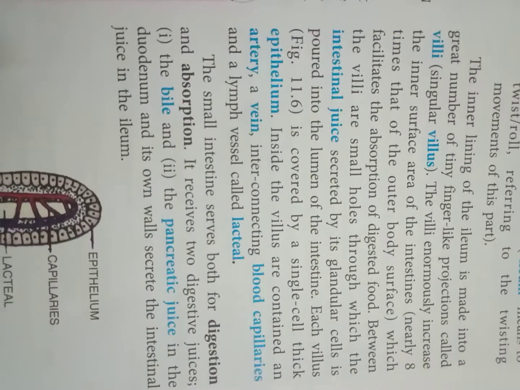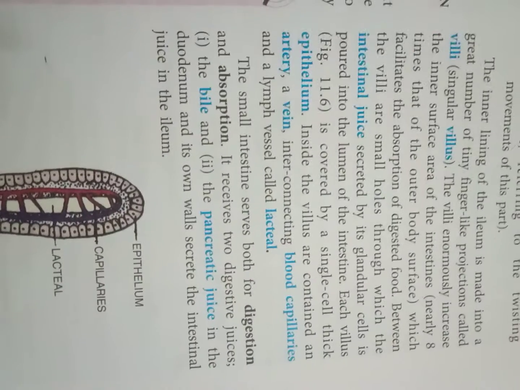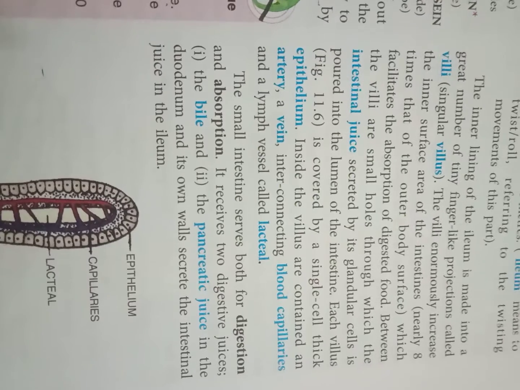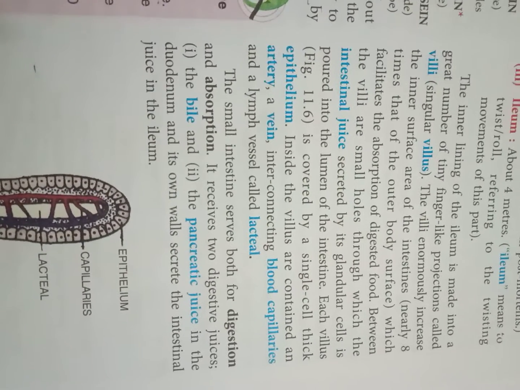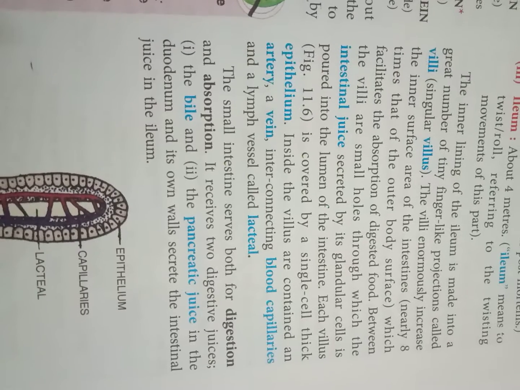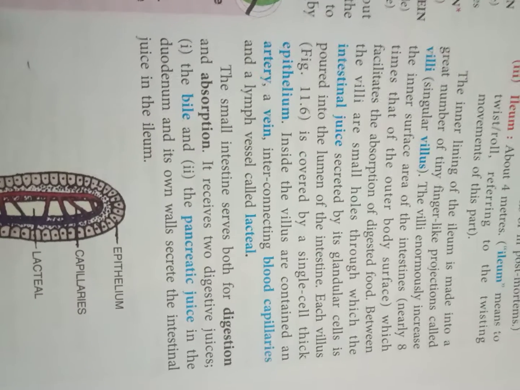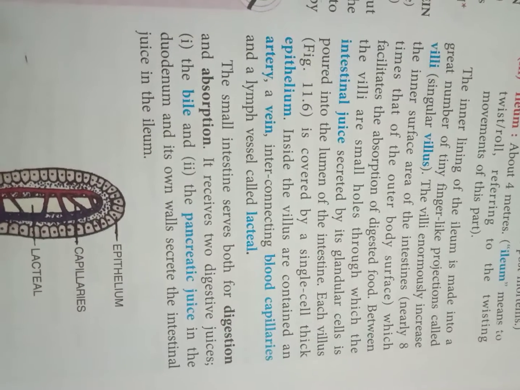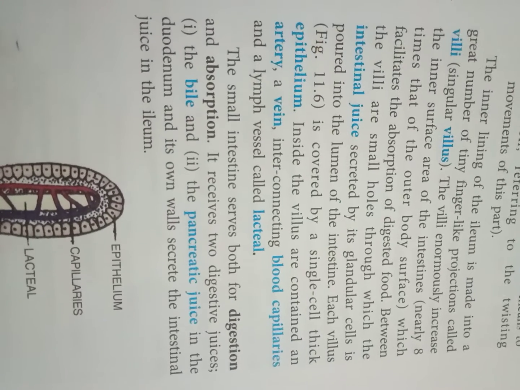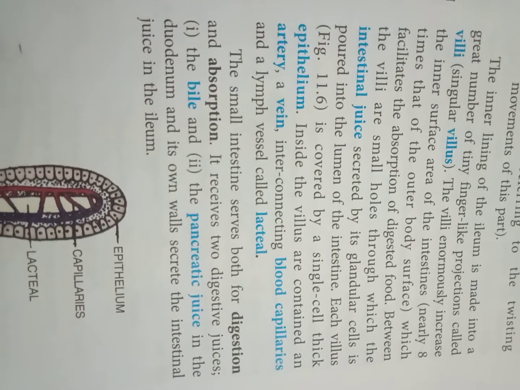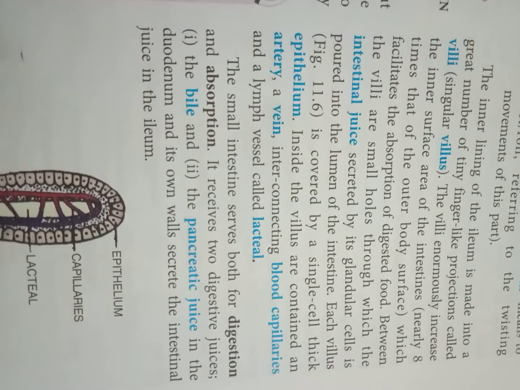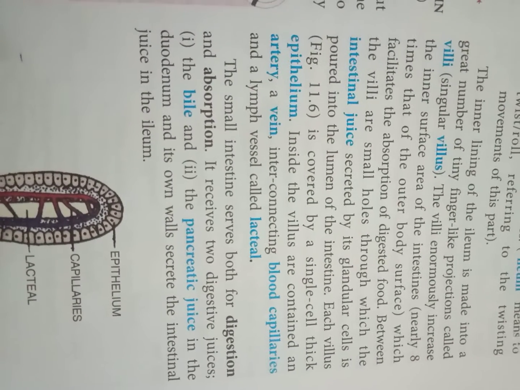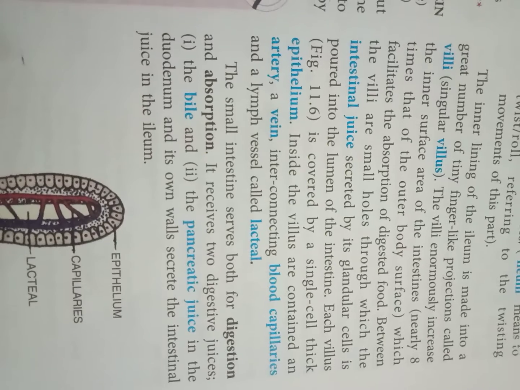Inner lining of ileum is made into great number of tiny finger-like projections. They are called as villi, and villi enormously increase the inner surface area of intestine nearly 8 times that of our outer body surface, which facilitates the absorption of digested food.